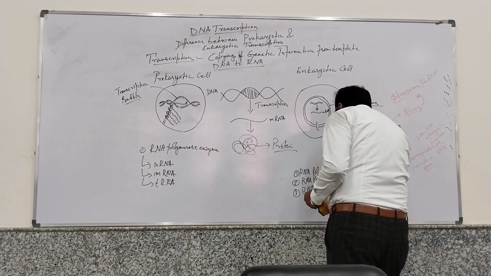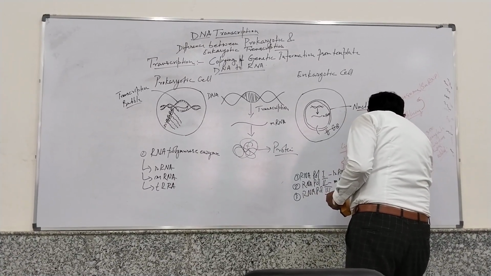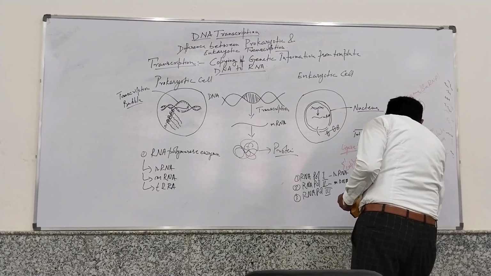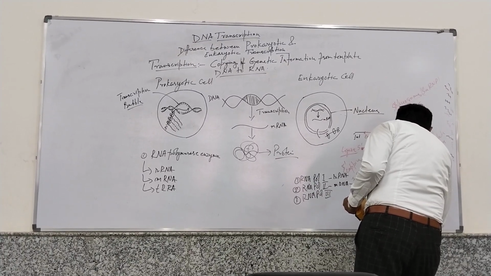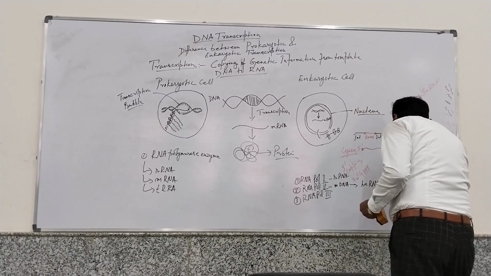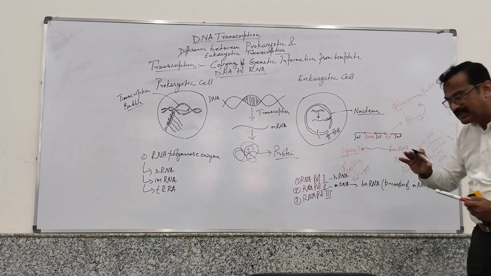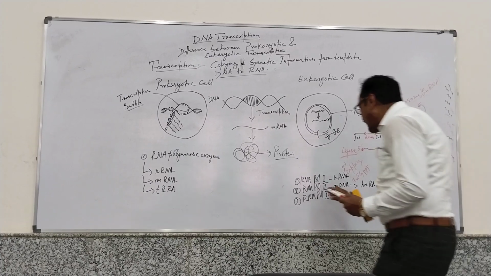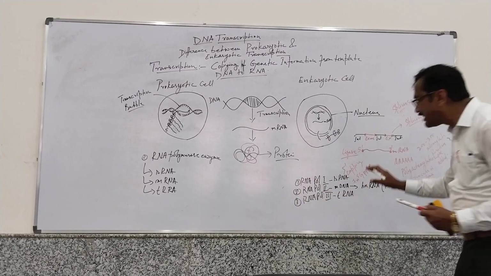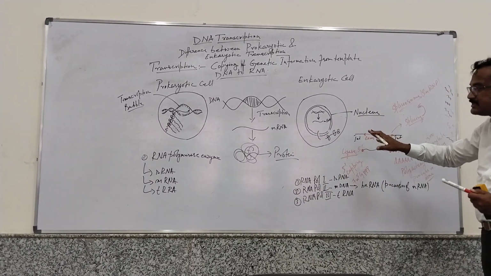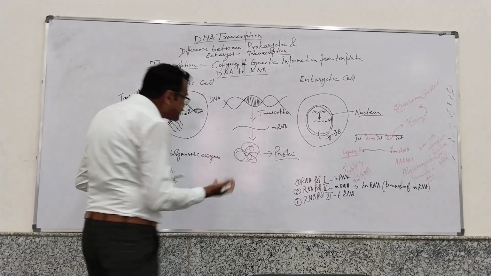Now, RNA polymerase 2 actually forms initially the hnRNA, which is the precursor of mRNA. This is the way NCERT also elaborates things. RNA polymerase 3 forms the tRNA. These three different types of RNA polymerases are involved because the process is much more complex in the eukaryotic cell, while in the prokaryotic cell it is much less complex.